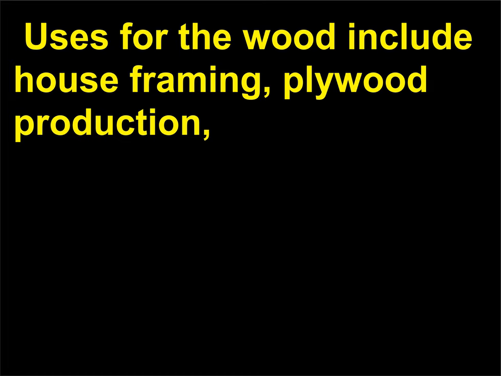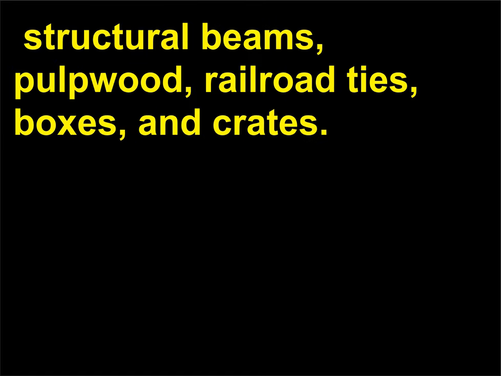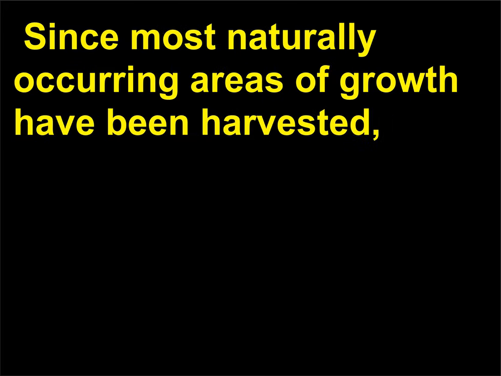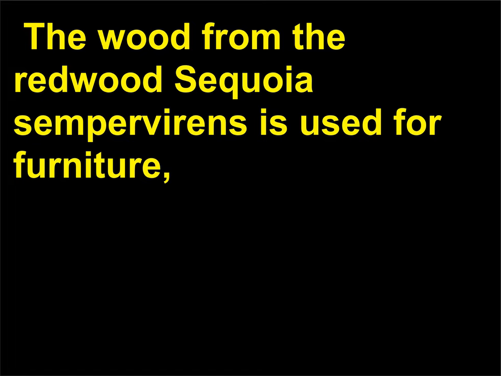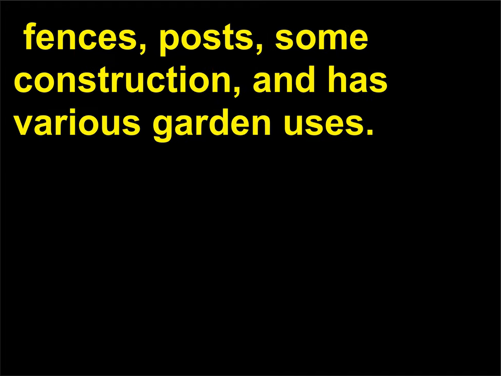Uses for the wood include house framing, plywood production, structural beams, pulpwood, railroad ties, boxes, and crates. Since most naturally occurring areas of growth have been harvested, the Douglas fir is being grown in managed forests. The wood from the redwood, Sequoia sempervirens, is used for furniture, fences, posts, some construction, and has various garden uses.